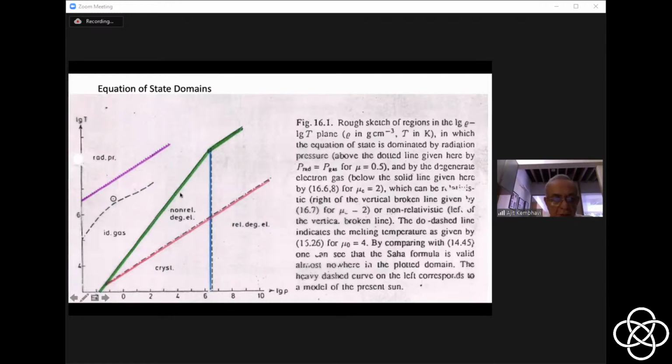And then here is a point where it becomes relativistic. The idea is that at a given density, if the temperature becomes very high, then it is the pressure due to the radiation which dominates. When the pressure becomes low, as the temperature decreases, it is the ideal gas equation which will dominate. But as the temperature decreases, when the electrons become degenerate, you see that in this region, bound by this triangle, you have what is known as non-relativistic degeneracy. And then here you have relativistic degeneracy. And here you have crystals. What do you mean by crystallization?